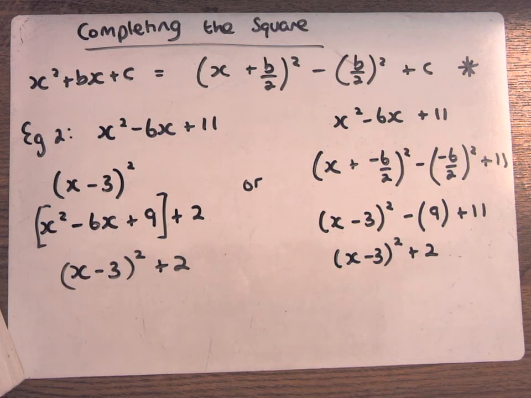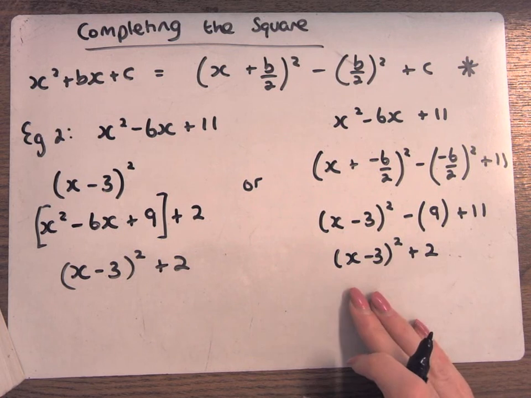Would you not want to multiply out the square? Or is that what they're looking for? They're looking for it to be in a square. If you multiply out the square, you get back there.